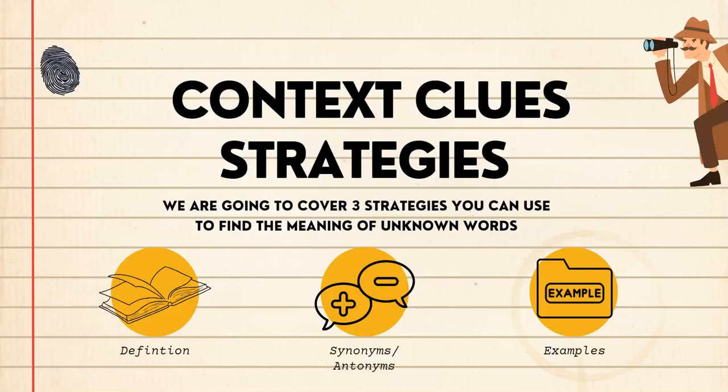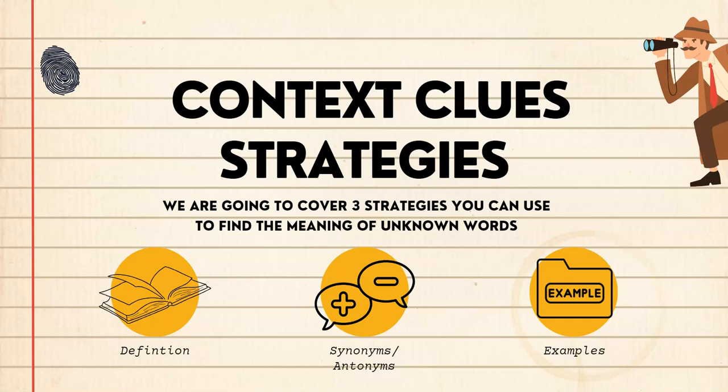So in our presentation today, we're going to talk about 3 different strategies that you can use to find the meaning of unknown words. And our first one that we're going to talk about is definition. Our second one is called synonyms and antonyms. And then our third one is examples.